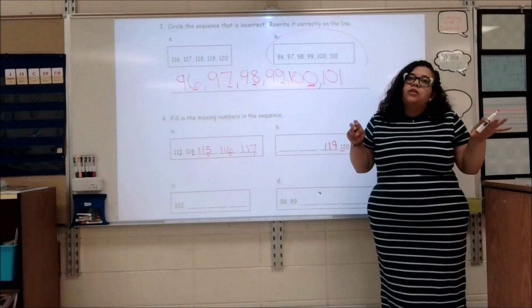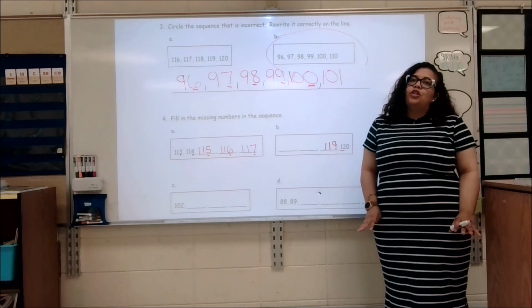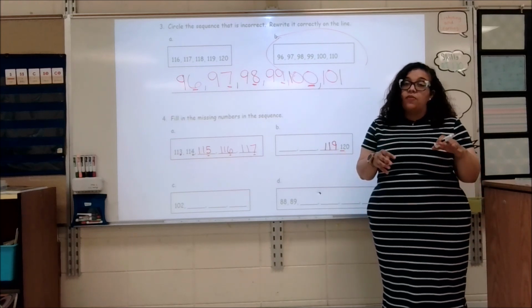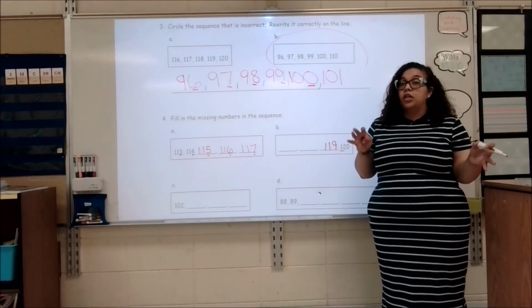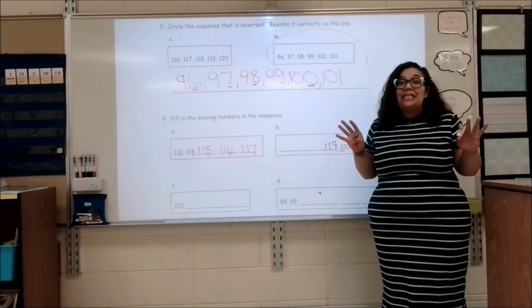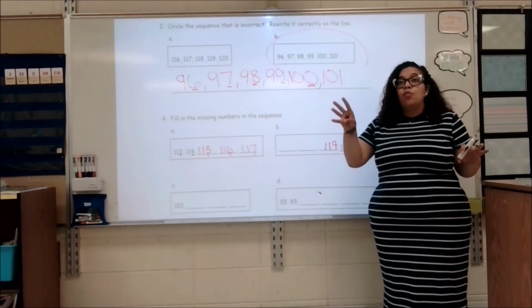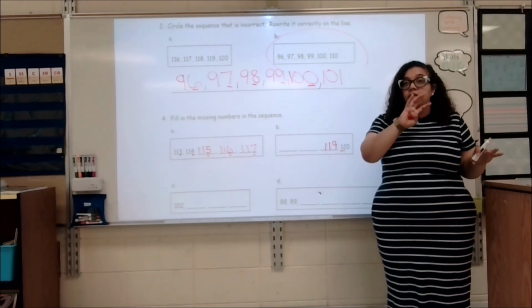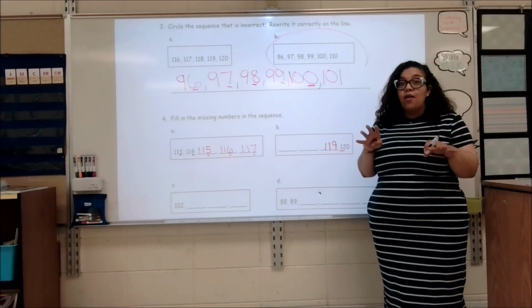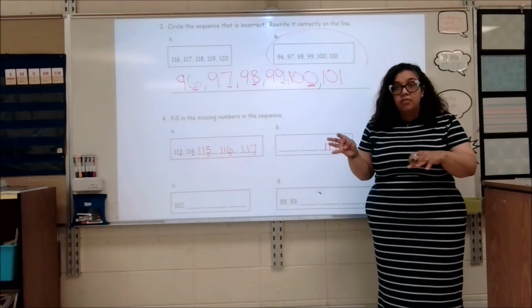Remember, we do not normally put 2 digits in one box on the place value, but we're only going up to 120. So for our purposes, we will do 10 tens, 11 tens, and 12 tens. When you get to second grade, it will be 100, 110, 9 ones. But for now, it's 11 groups of 10 and 9 ones.